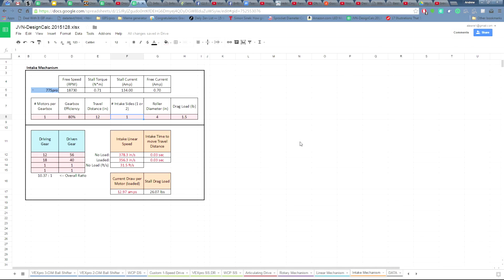I was confused about this at first, but I realized it means how many sides this one system is powering. So if I have one gearbox for an intake, and a two-sided intake where each side has its own gearbox, then I'd only say one. If I had a two-sided intake and both were powered by this one gearbox, I would say two. Roller diameter is just as it says, the diameter of whatever you are using for your intake. If it's a roller, a wheel, or a belt, whatever the effective outer diameter of that is, you put that. Drag load in pounds is really something you have to estimate.